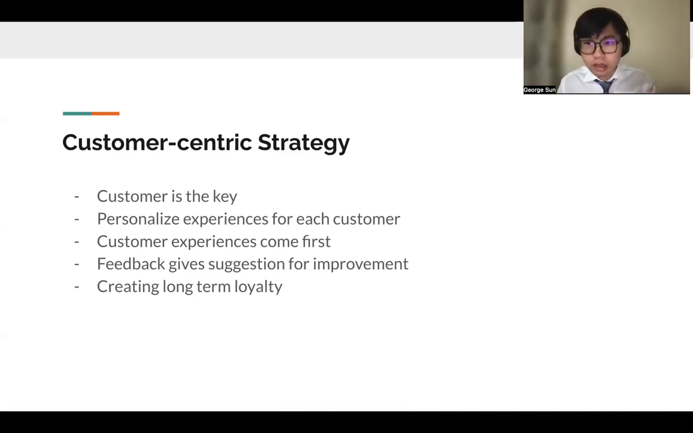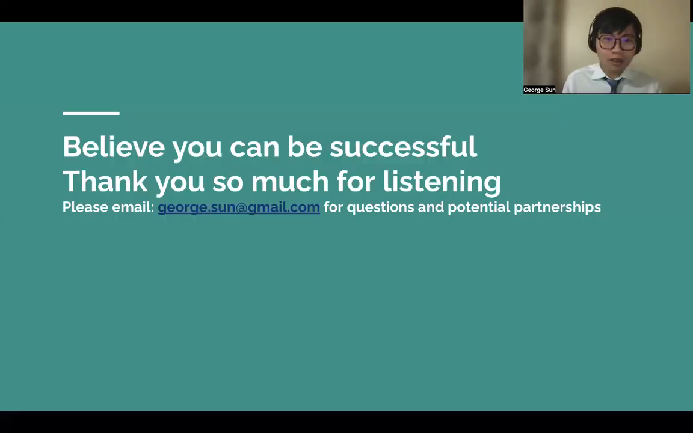And these three strategies are extremely useful, and I hope you guys can utilize this in the future when you are starting a business. Think about how you can apply these strategies, and I'm sure these strategies will treat you good. So again, believe you can be successful.